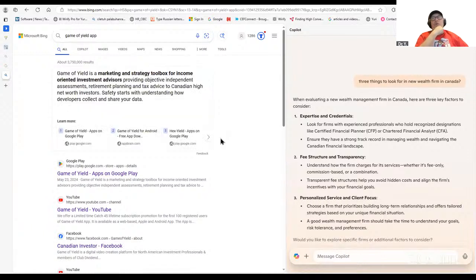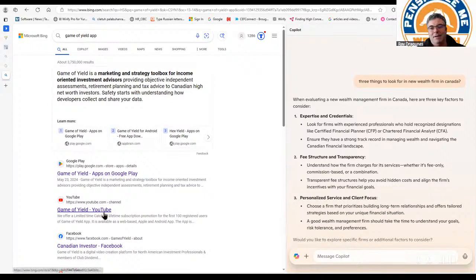Now, what do you see on your screen on your left? On my left, just a second here, I see Game of Yield. That's the app that we have.